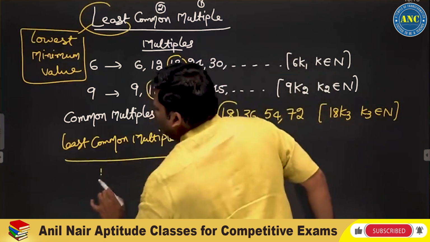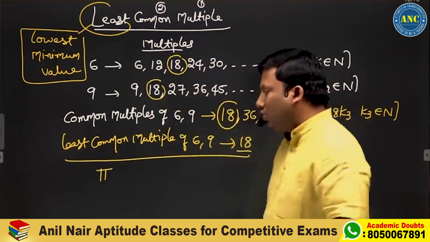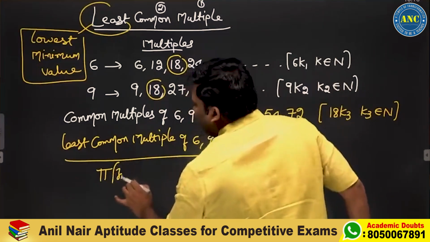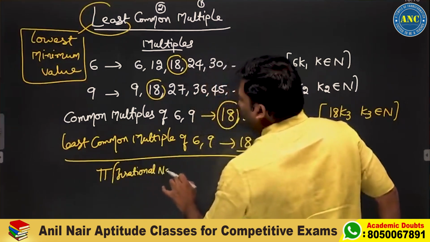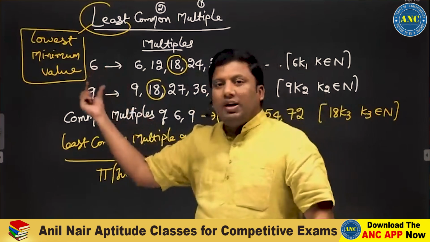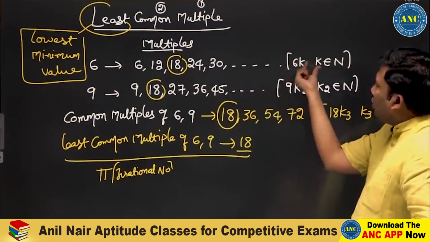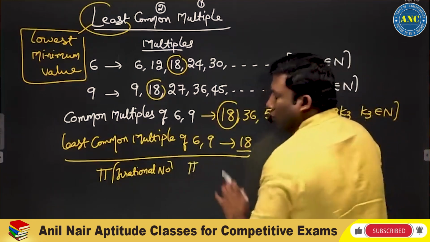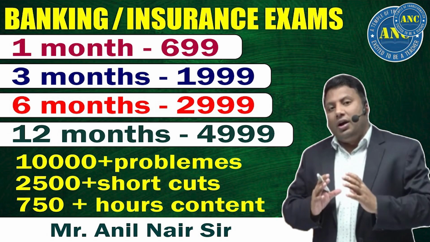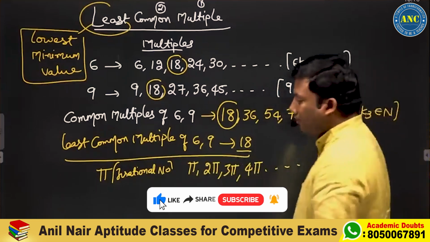Suppose pi is there. Pi is approximated to 22 by 7, but pi is an irrational number. So 6 and 9 could be any number; I need to write it as 6 into k, where k is a natural number. So the multiples of pi: pi into 1 is pi, pi into 2 is 2 pi, pi into 3 is 3 pi, pi into 4 is 4 pi. These are all the multiples of pi.